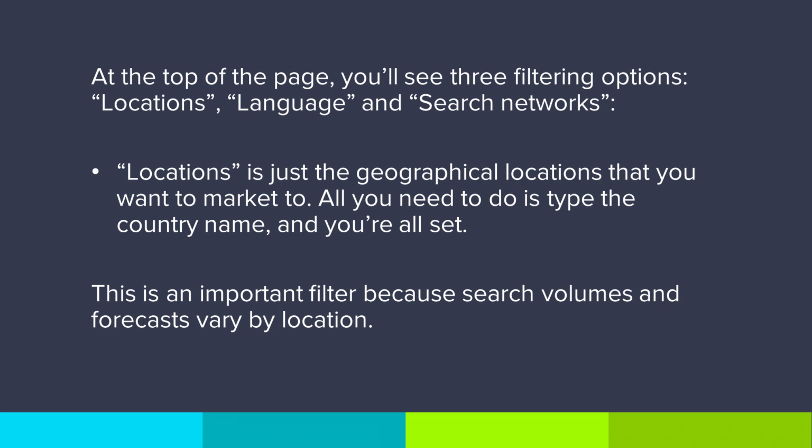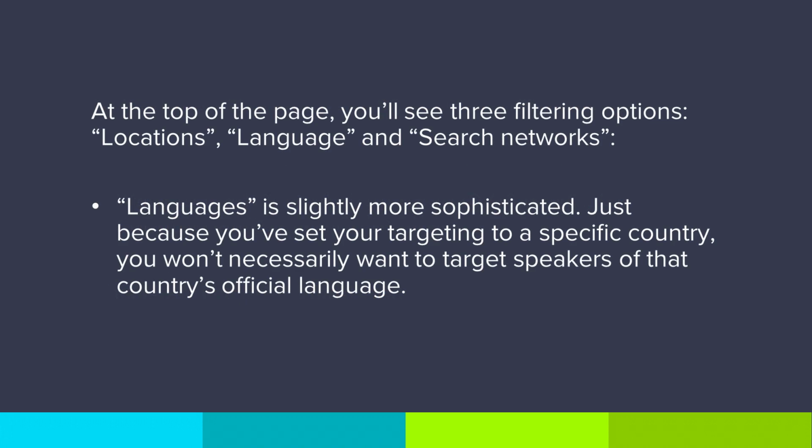Now, at the top of the page, you'll see 3 filtering options: locations, language, and search networks. Locations is really straightforward. It's just the geographical locations that you want to market to. All you need to do is type the country name and you're all set. This is an important filter because search volumes and forecasts vary by location. Languages is slightly more sophisticated.